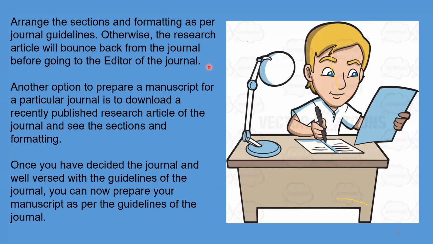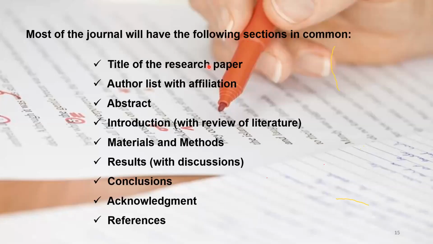Once you have written all this, these are the major sections that any journal will ask you to write. Some one or two may not be available in some other papers. Normally a paper will have these 9 major sections. One is the title of the research paper, followed by the author's list with affiliation, then keywords and abstract, then introduction. In the introduction itself, you can cover the review of literature. Then comes the materials and methods. Suppose you are doing a theoretical work, there is no need to add materials.